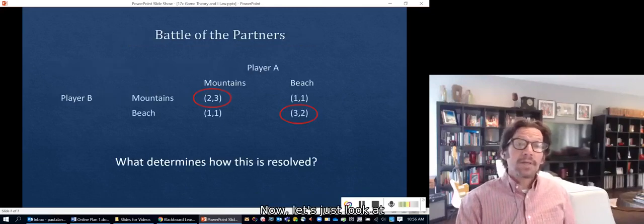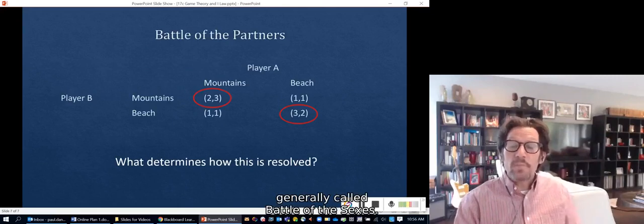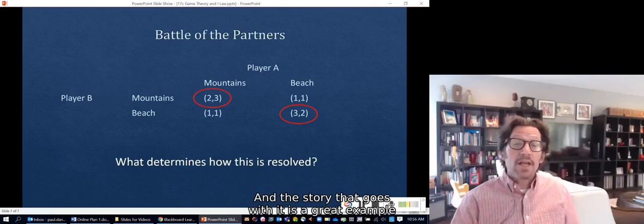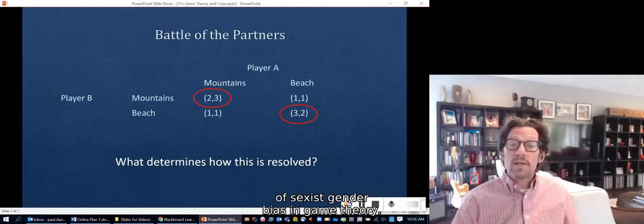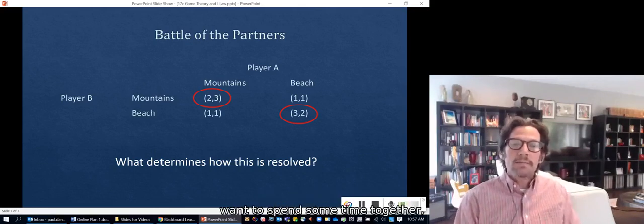Now, let's just look at one last game, which, if you want to look this one up, is generally called Battle of the Sexes, and the story that goes with it is a great example of sexist gender bias in game theory. So I'm going to call it Battle of the Partners. The story basically is you have two partners. They're going to want to spend some time together. Are they going to spend it at the mountains or at the beach?